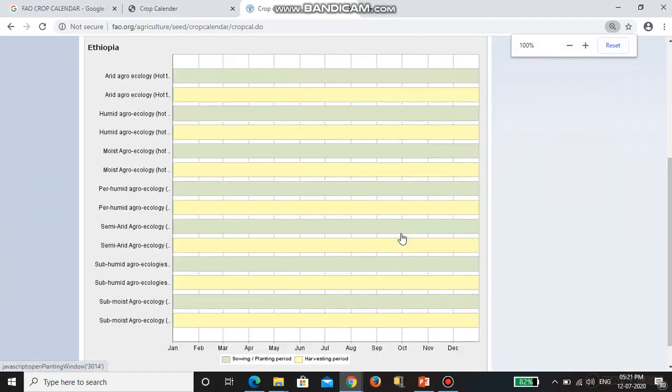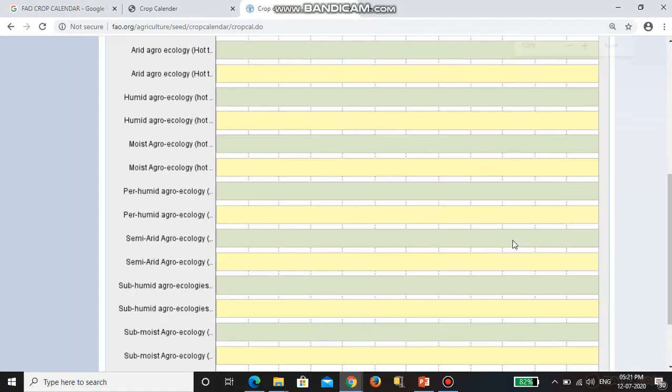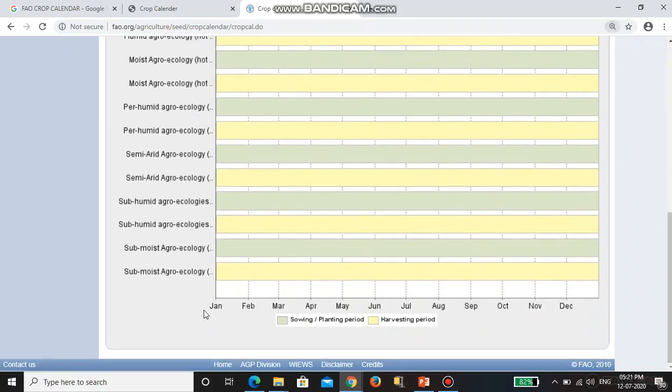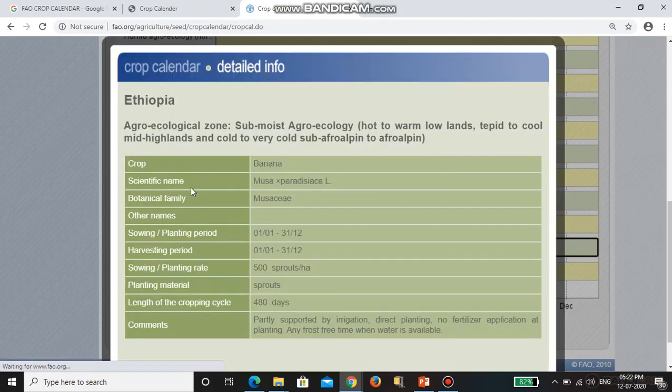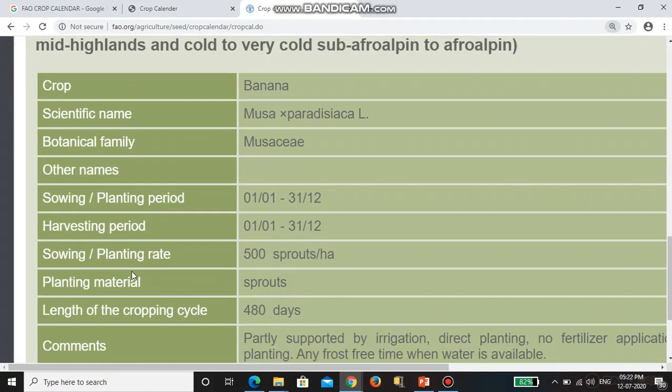They gave it in the form of a graph. See here, January, February, March on the x-axis, and the sowing time they gave in the form of a graph like this. They also provide information about the sowing time and harvesting period, and also planting rate. They give information about the harvesting period, planting rate and length of cropping cycle. So these are the information.